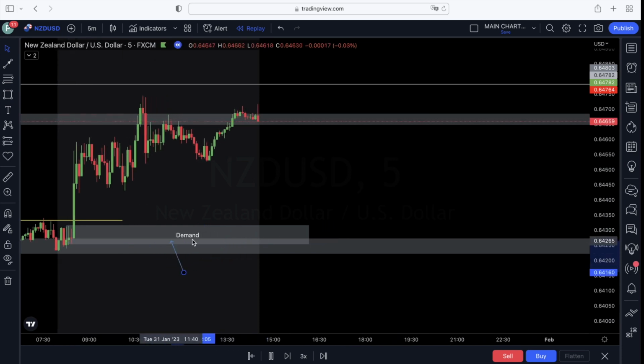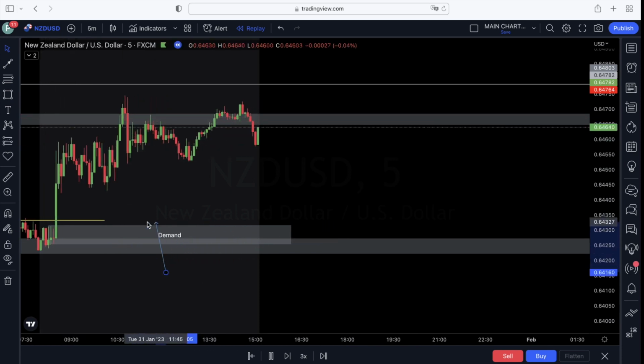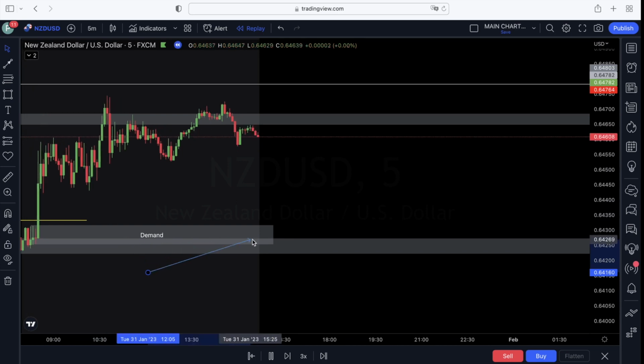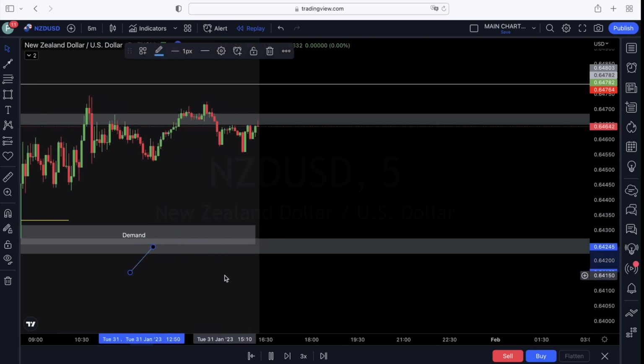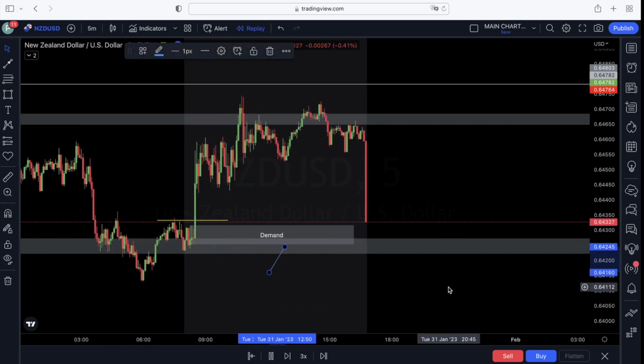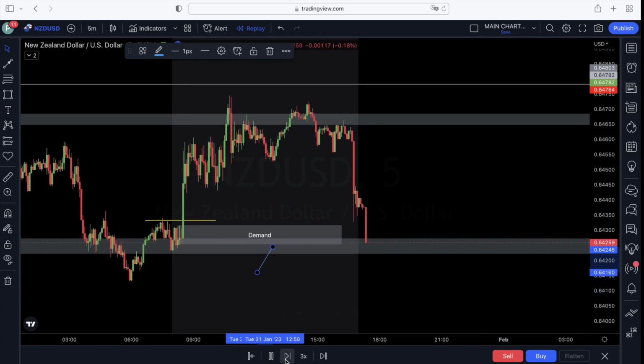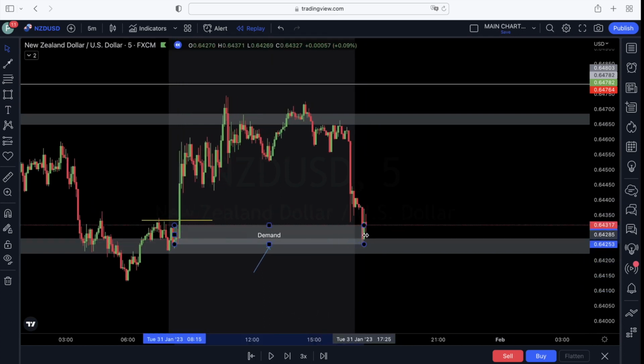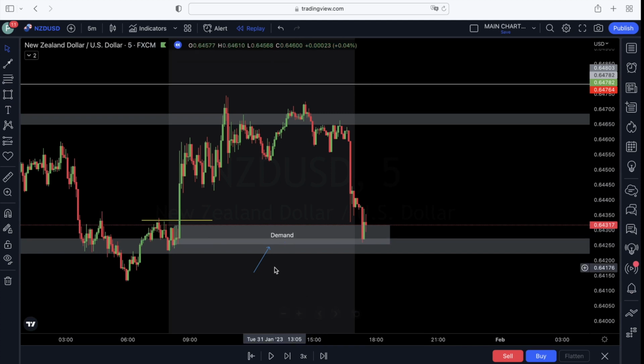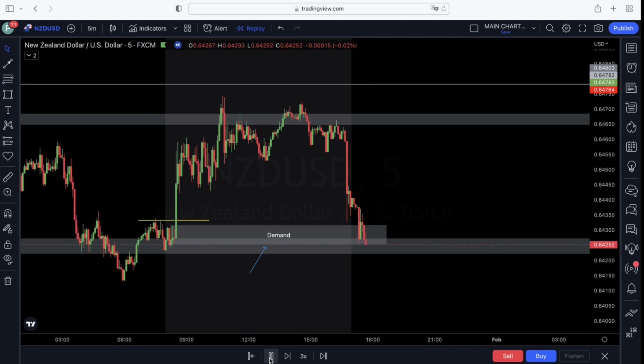We wait for the market to come to the demand zone. If we don't get a setup, we move on. We don't trade that day. And that's just how that goes. Okay, let's see what happened. Let's see if we stay in this zone and get a trade.